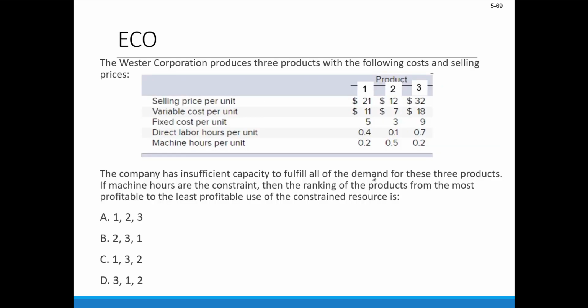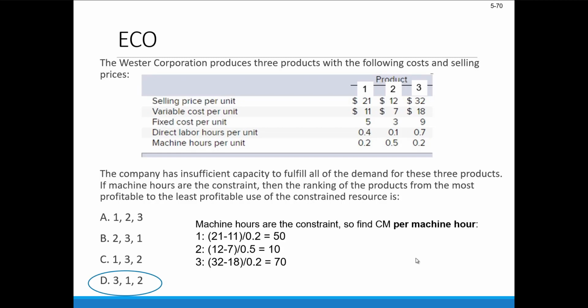The Wester Corp here produces 3 products with the following cost and selling prices. So we're showing that for products 1, 2, and 3. The company has insufficient capacity to fulfill all the demand for these 3 products. If machine hours are the constraint, then the ranking of the products from the most profitable to the least profitable use of the constrained resource is what? So pause this, work through that, and then come back and check your solution.